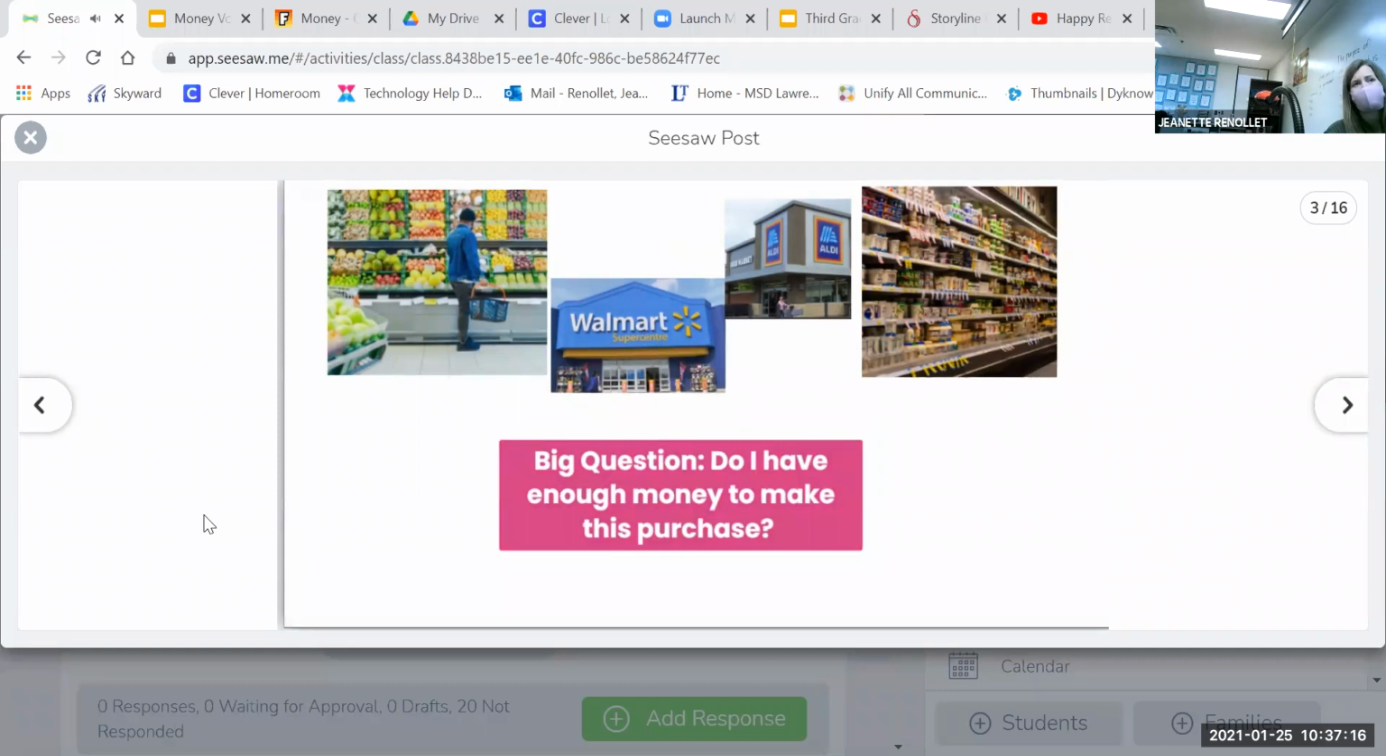Our learning target today is solving real-world problems about money. Money is an important part of our everyday lives. We use it to buy things every single day. When your family goes to the grocery store or another store, you have to ask yourself, do I have enough money to make this purchase? Let's practice this skill today.